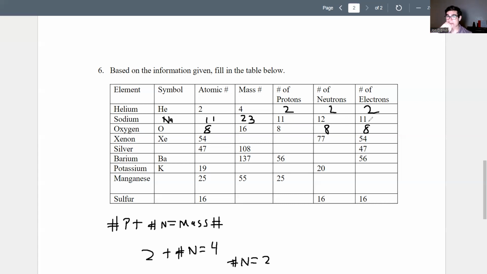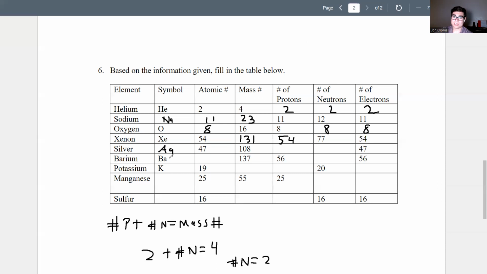Xenon has an atomic number of 54, which means it has 54 protons. The mass is 54 plus 77, so 131. Also, what you could do is there's 54 electrons, so it has to be 54 protons if this is neutral, which they are in these examples. They're not ions.